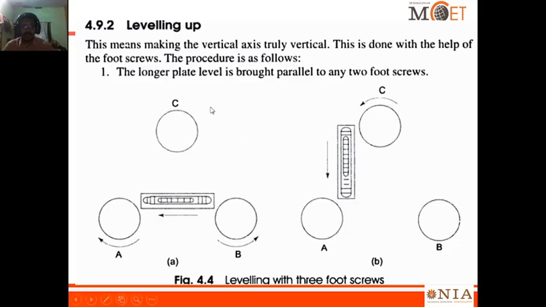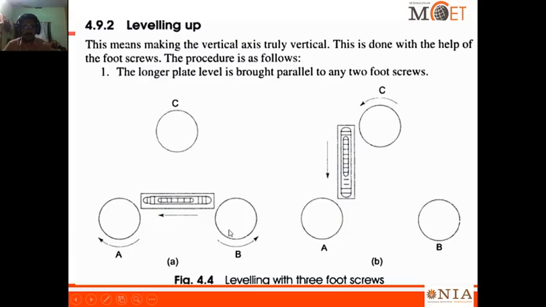We have the 3 foot screws. We have to place the 2 foot screws parallel to the bubble tube in the horizontal plate level, such that all the foot screws first we have to tighten fully, then they have to be equally loosened for 10 to 15 rotations.